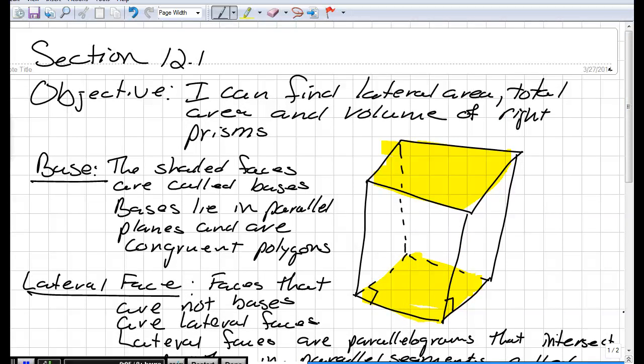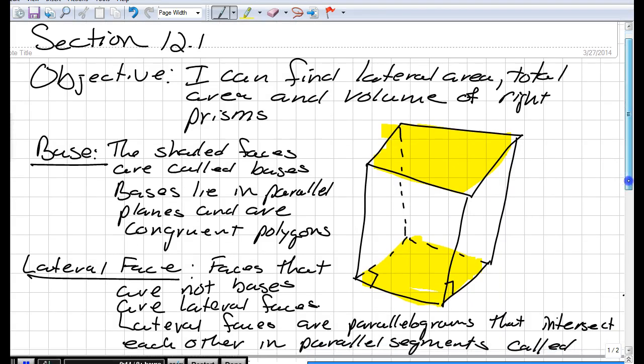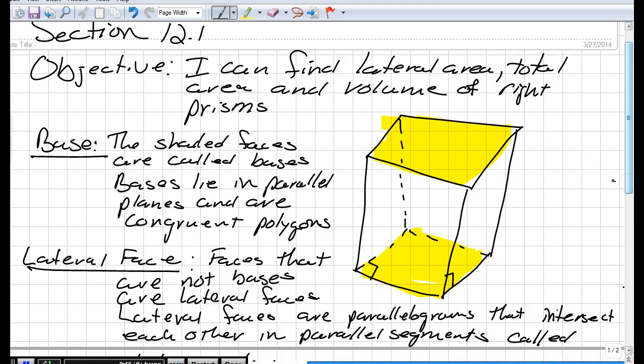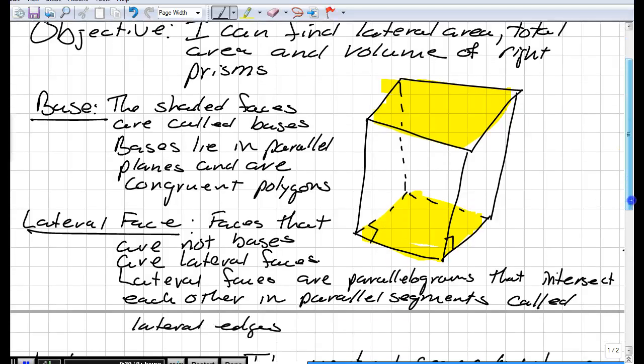12.1. Our objective today is I can find the lateral area, total area, and volume of right prisms. So a right prism is like a box, or a cube would be a right prism, where all the sides are perpendicular to each other. Okay, and then there are a lot of different terms that we need to know.